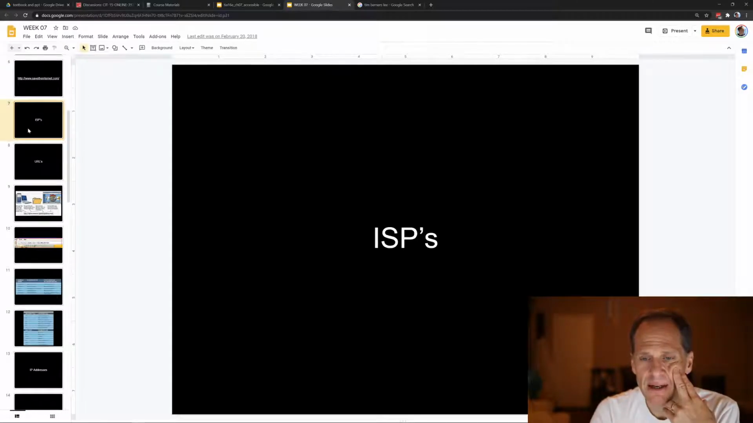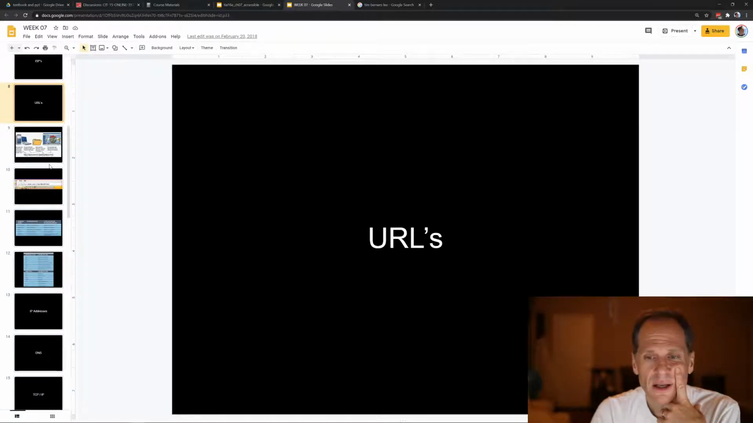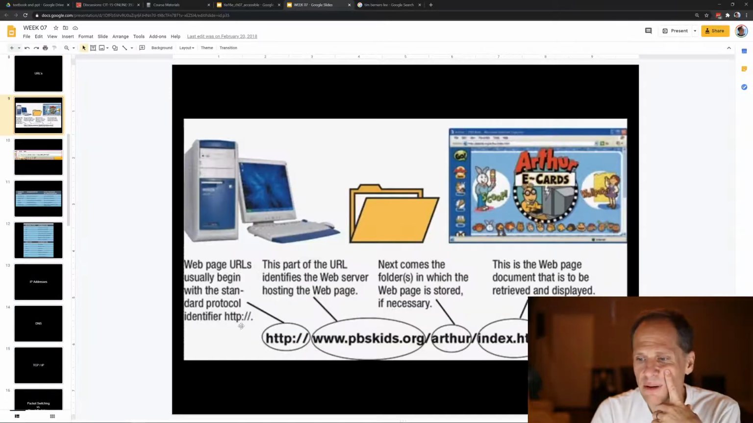An ISP is an internet service provider like Comcast or Xfinity. They're the ones that we purchase our internet access from. URLs are uniform resource locators, and that's the kind of path to getting to some website. So this is like the website, right?